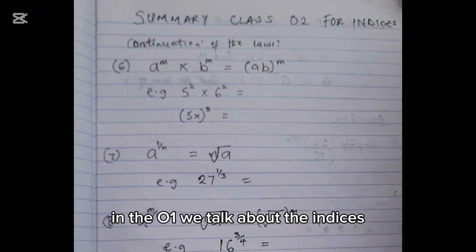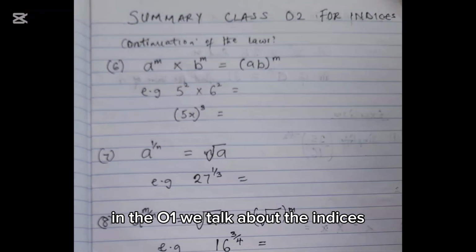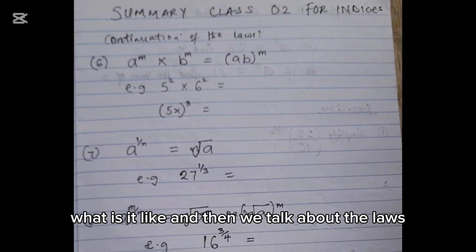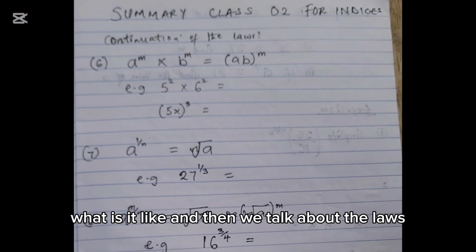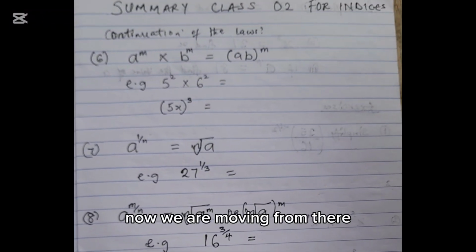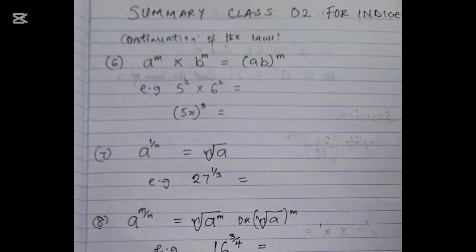In the O1, we talked about the indices, what they are like, and we talked about the laws. Now we are moving from there, the continuation of the laws.